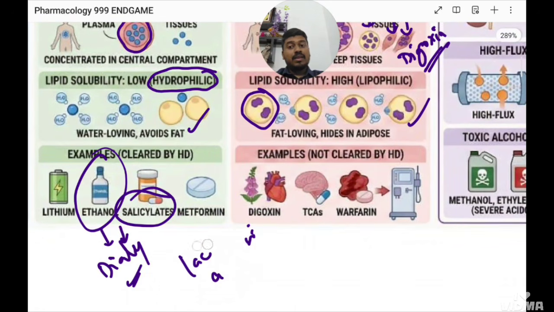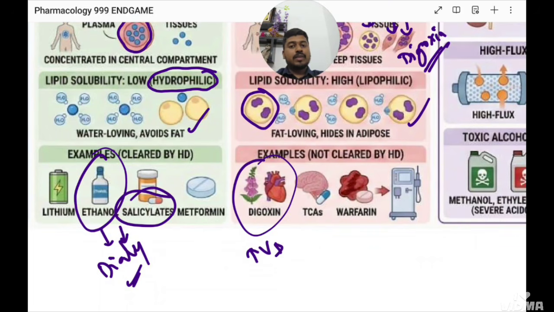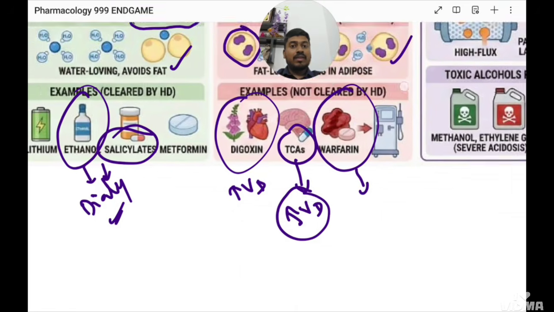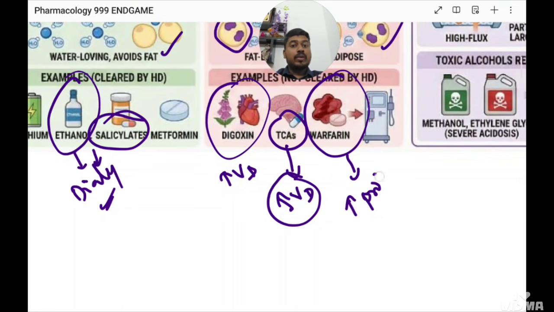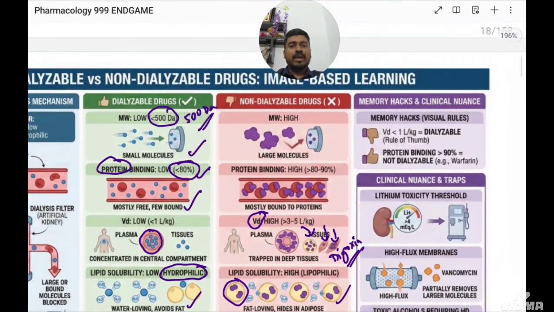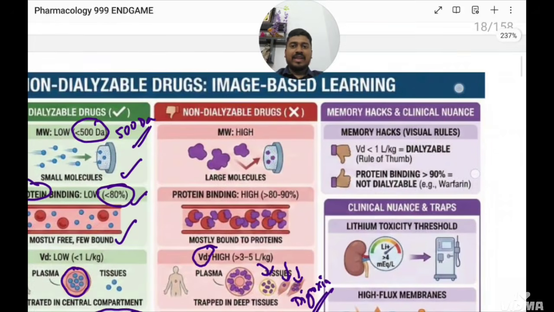Which are not dialyzable? First thing is digoxin. Why digoxin? Because it has a high volume of distribution. Second is TCA, that is tricyclic antidepressant. In antidepressant overdose, we can't do dialysis because they have increased volume of distribution. Third is warfarin. Why warfarin? Warfarin has high protein binding, so that's why warfarin doesn't get dialyzed. So these three are dangers. We are not happy if a patient comes with poisoning in those cases.